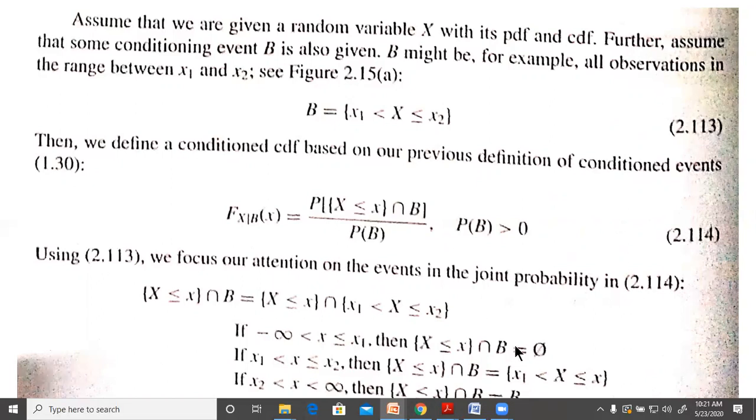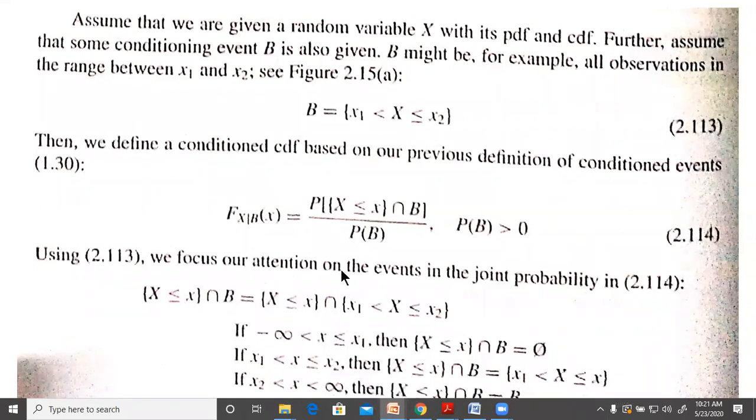Now, if X is within the same range as x1, x2, then naturally this value will be within the range x1 and x. Then {X less than or equal to x} intersection B will be x1 less than X less than or equal to small x. This is not x2, because that will be within that range.